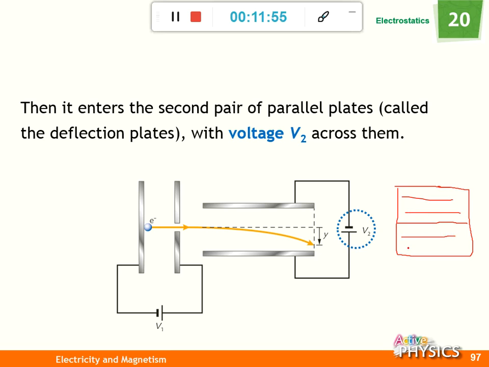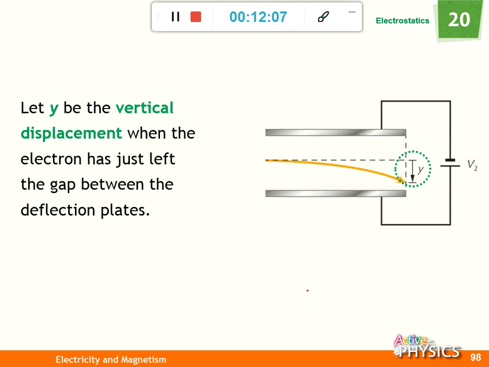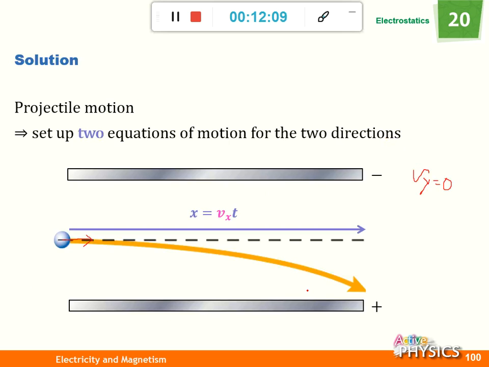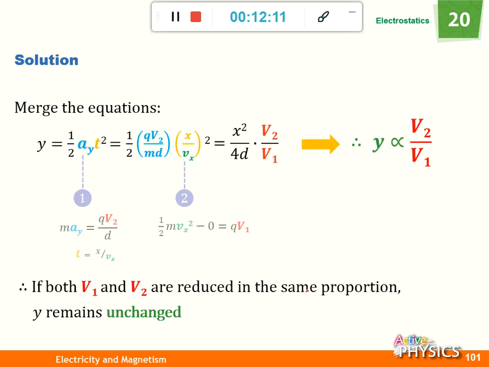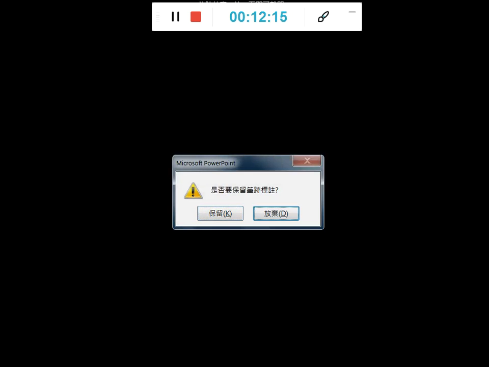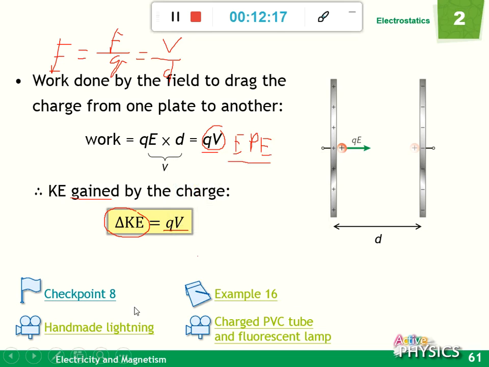Okay, the old-fashioned television, CRT. Okay, that's all.